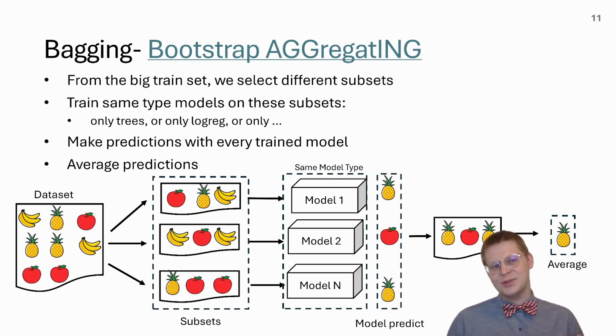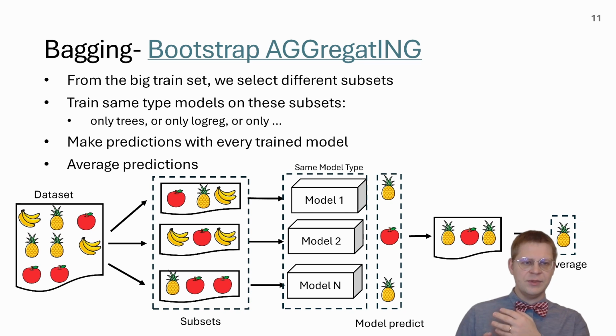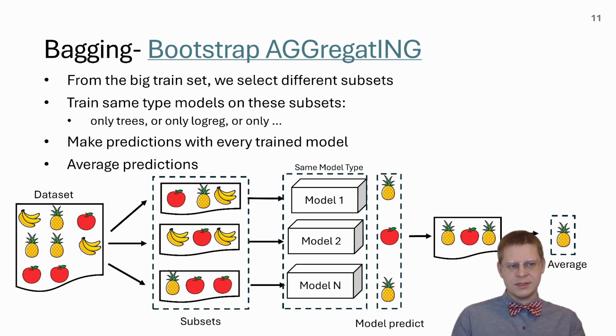Bagging has nothing to do with bags. It's bootstrap aggregating, and it stabilizes high variance models by training them on different random subsets of data. Just take a look at this image. So we start with a dataset, then we split it into subsets, then we use each subset to train each individual model. The models here should be of the same type, same tree-based models usually. Then those models make predictions.